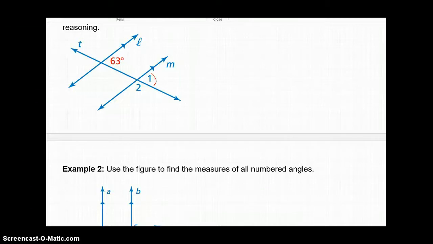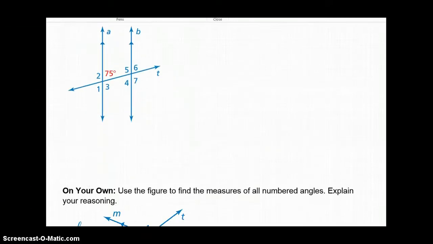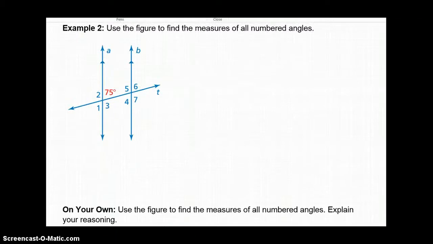So going down to example 2, let's see what that says. It says use the figure to find the measures of all the numbered angles. So we want to find all the angles this time, angle 1, angle 2, angle 3, angle 4. This is kind of like a puzzle is what I think of it as. So start with what you know. There's more than one way to work through this problem for sure, because once you get started. We know that this angle right here is 75 degrees.